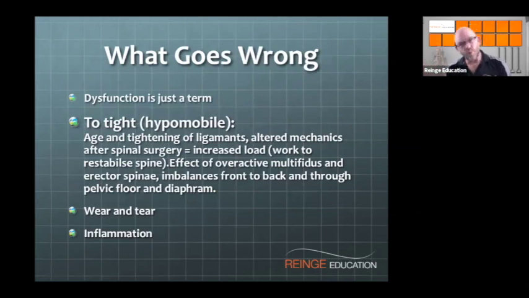Okay, what can go wrong with the sacroiliac joint? Everybody uses that term, dysfunction, but that's all it is. It's a term. The sacroiliac joint has gone wrong. It's not working properly. It doesn't tell us anything. Sacroiliac dysfunction is not a condition. It's an observation of what is happening.